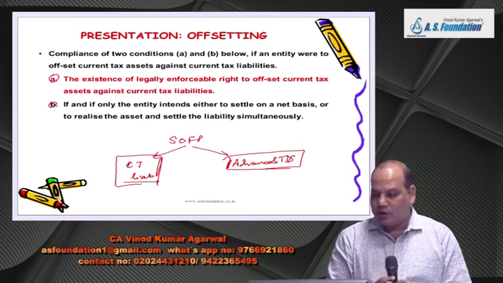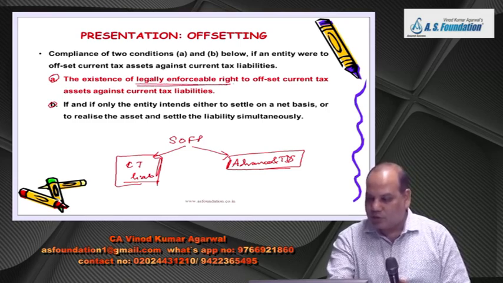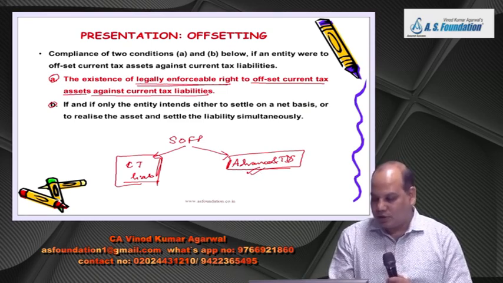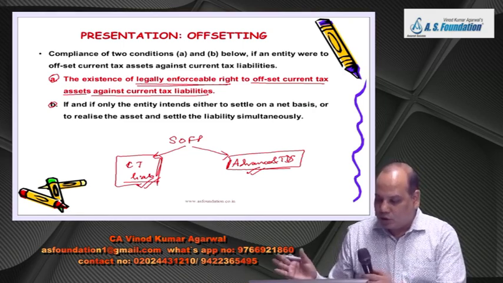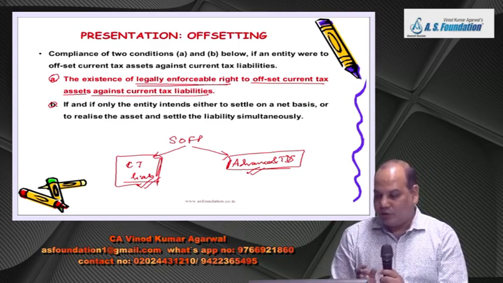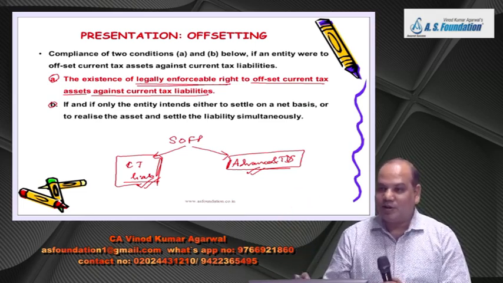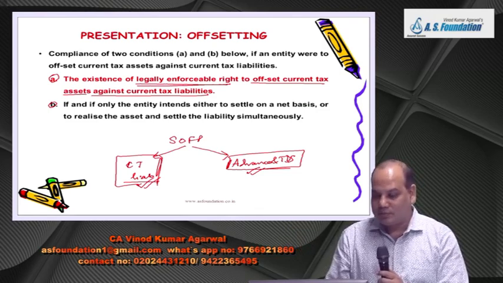A, first, existence of a legally enforceable right to offset current tax asset against current tax liabilities. Suppose you have paid advance tax under the Income Tax Act 1961 for the income earned in that year, for which you have created a liability. Will the law allow you to set off this advance tax against that year's liability? The answer is yes, if it relates to the same tax law. But if it is, suppose, advance tax paid in USA and the tax liability is under Indian taxation law, then it is not legally enforceable, right? That advance tax paid in USA cannot be adjusted against tax liability payable in India. Then show it separately.